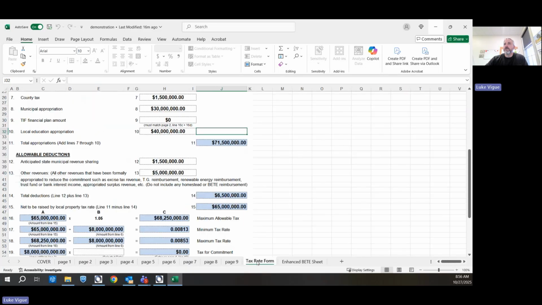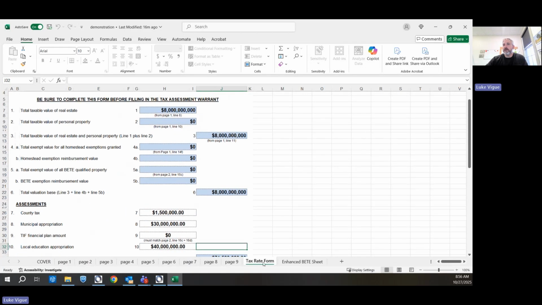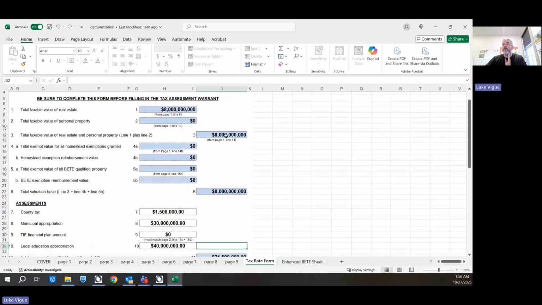You then jump over to the tax rate calculation page or tab of this document, and you see that it's already put in our taxable value of real estate. We're not even going to put personal property in for this example, but you'd have your business equipment in here too, adding to this number. So we have a taxable value of $8 billion.